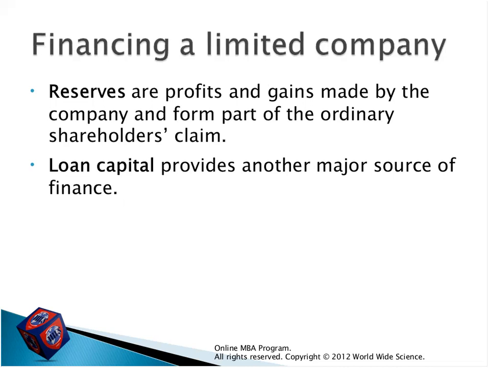The first is capital, which is shareholders' equity, we call it, when the company issues shares. Second is the reserves, and third the loan capital. So what are reserves? Reserves are profits and gains made by the company and form part of the ordinary shareholders' claim. This is the main profit that the company has at the end of the year, for example, where they have got some earnings, and this is a part of the earnings.